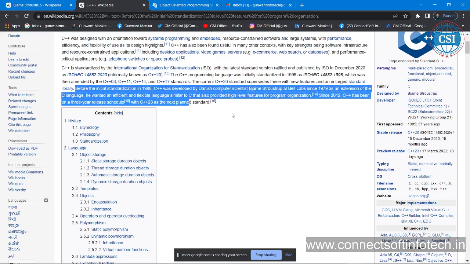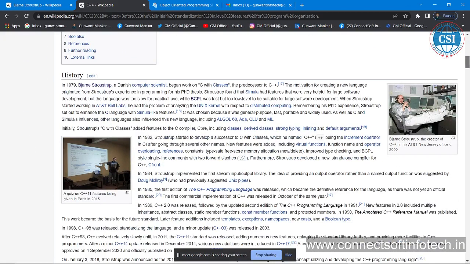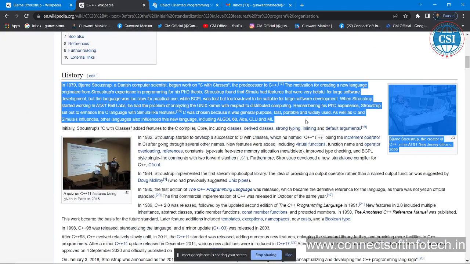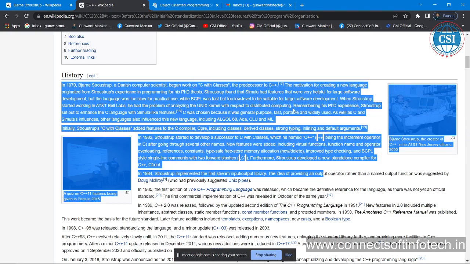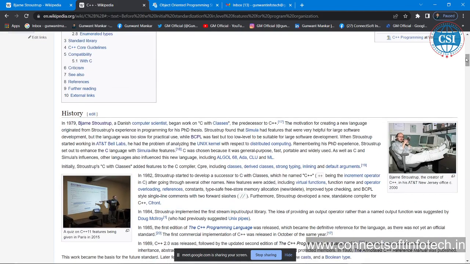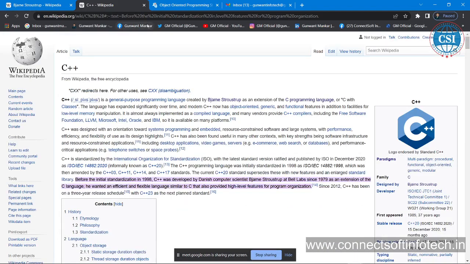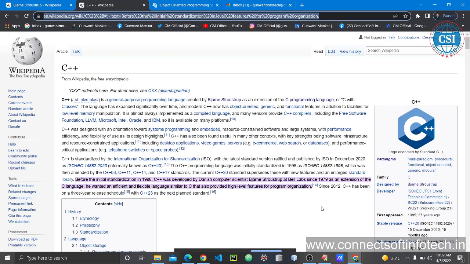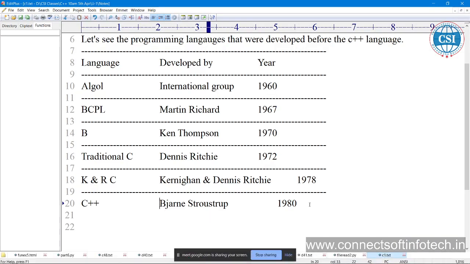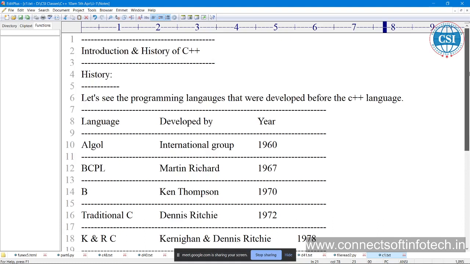Can you see the sentences? Some history and everything is available. C with Classes, then started. These things are available here, you can Google, no problem. And now C++ was developed by whom? Bjarne Stroustrup, in when? 1980. So these are some programming languages available before C++.